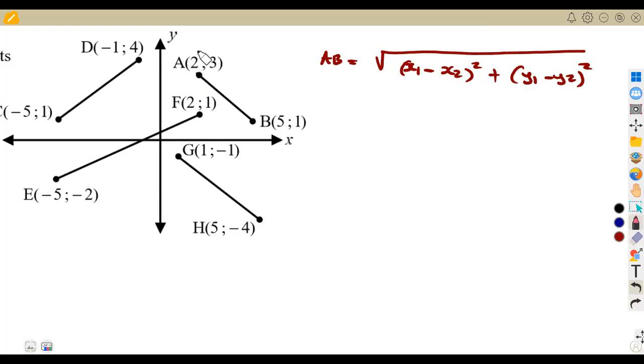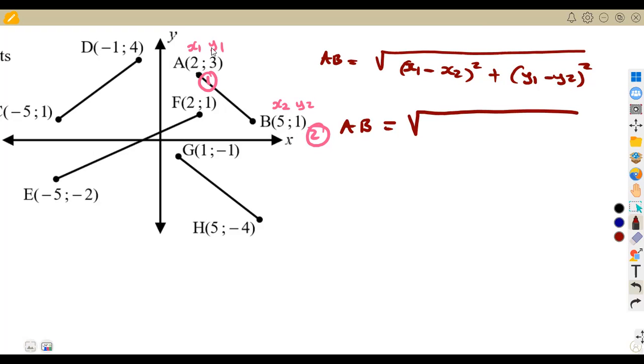So in this case, I'm just going to take my A as my first point, then B as my second point. So this X value is my X1, this is my Y1, this X value is my X2, this Y value is my Y2. It does not necessarily matter, but you are supposed to keep it in mind this way. The way I'm writing is the way you're supposed to put it in your mind.